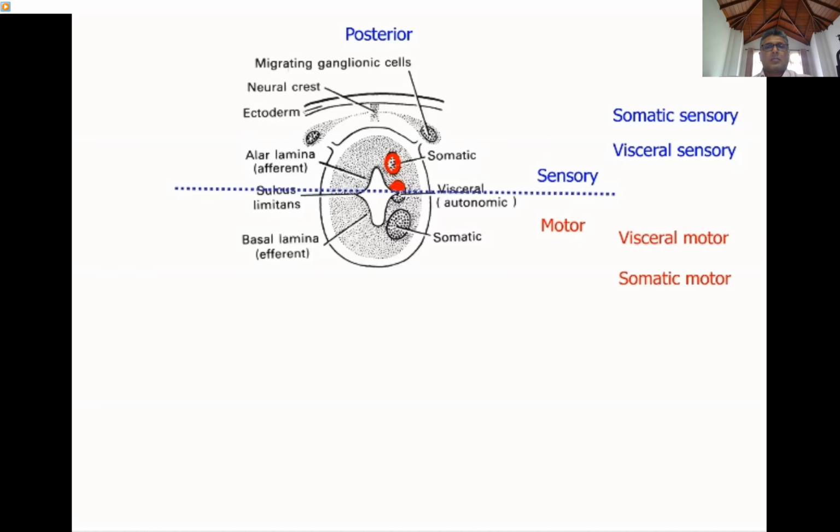In the anterior half, at the anterior end, you get the somatic motor cell bodies, and behind that you get the visceral motor cell bodies located. So visceral sensory and visceral motor cell bodies lie on either side of the line we divided.